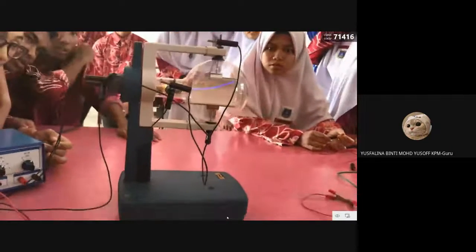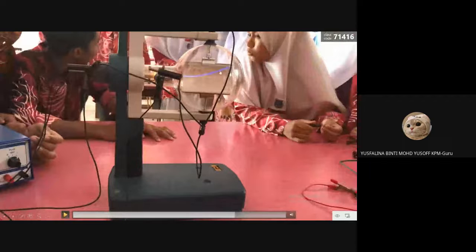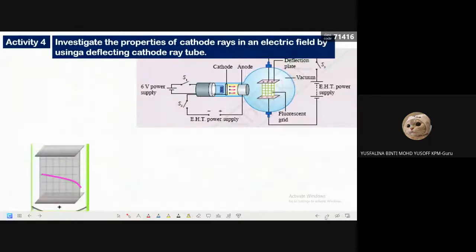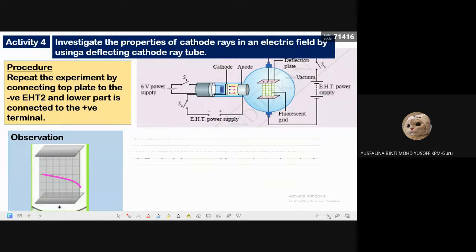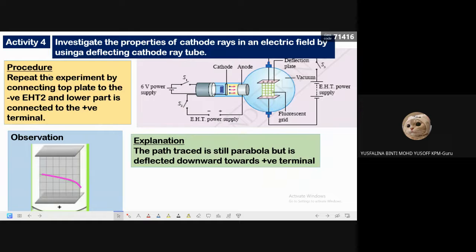See, it's bent. If it goes this way, it means this one is positive and this one is negative. This one is connected to the positive part and this one is connected to the negative. Now they change. They said repeat the experiment by connecting the top plate to the negative EHT2 and the lower plate to the positive terminal. So what happened? The path trace is still a parabola but is deflected downward.